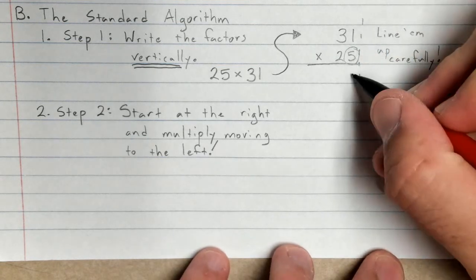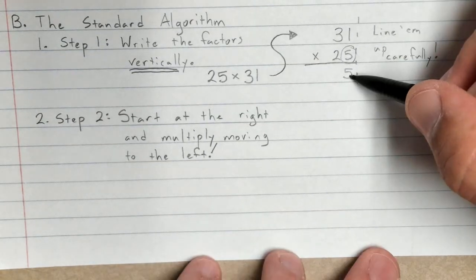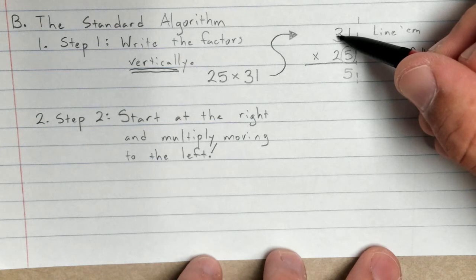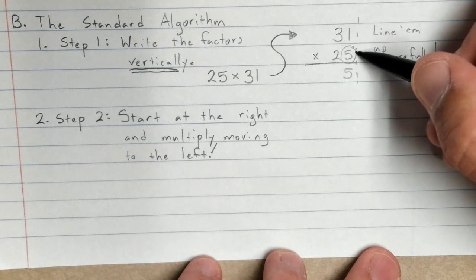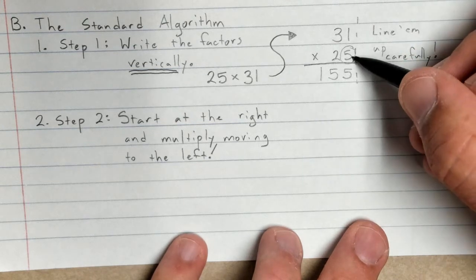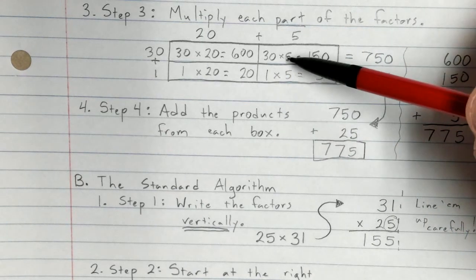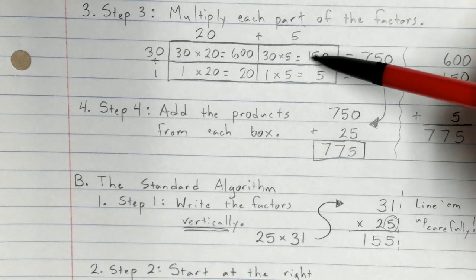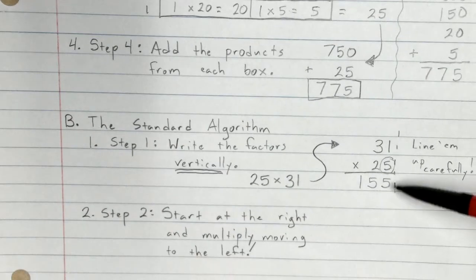5 times 1 is 5. Wait a minute. That's interesting. Now I'm going to say 5 times 3. Here's our focus number, 5 times 3. I'll say that's 15, but really, that's a 3 in the tens place. 5 times 3 tens. 5 times 30 is 150. 150 plus 5 is 155.